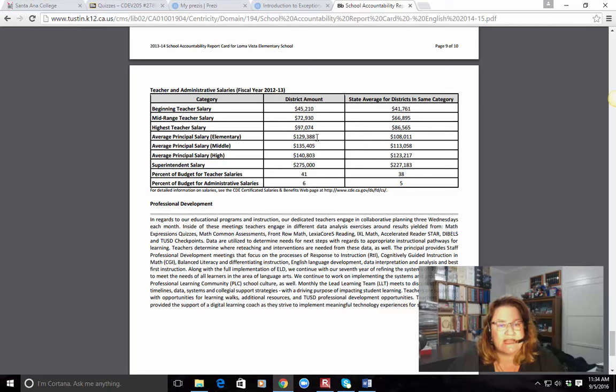Average principal's salary for the elementary school. Yeah, I don't think she has her PhD. I think it's a master's in administration. So, or if you've been there for a while, you're going to be making this much. So there you know, right? And it tells you percentage of the budget is 41%, and in other districts they pay less. The percentage budget for administrative salaries is 6. So this district pays well.